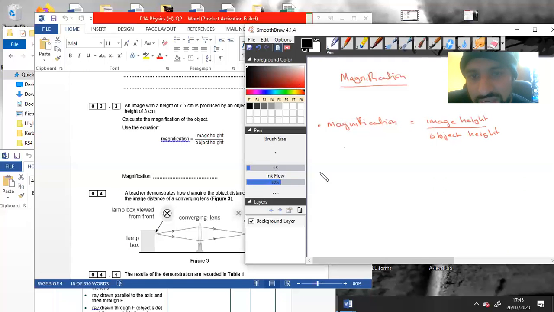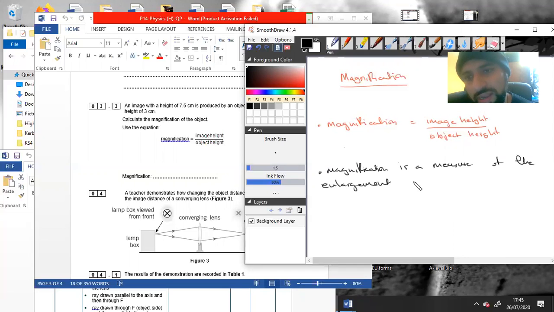So we'll write this down, yeah? Because in a lot of exam questions and in a lot of syllabi, they don't explain this properly. Magnification is a measure of how many times larger, or let's use some keywords here, of the enlargement caused by a lens.